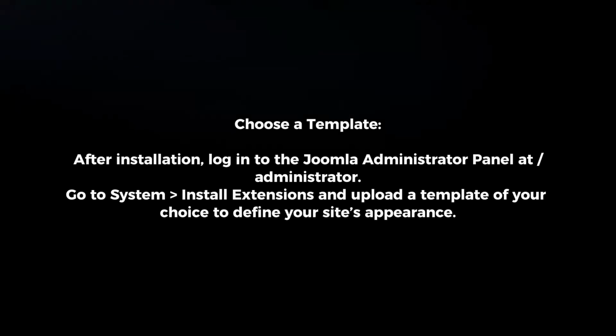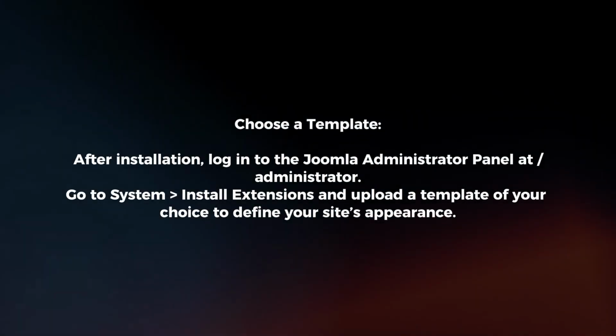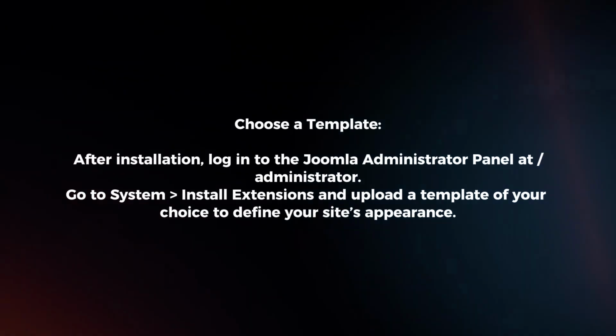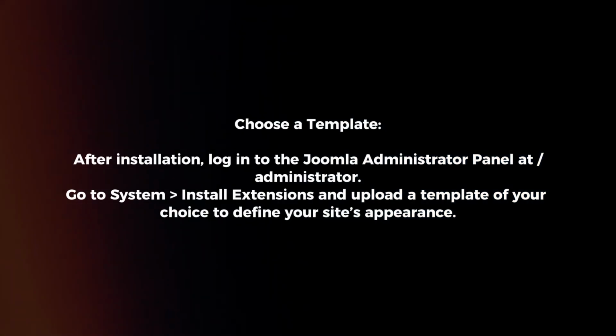Choose a template. After installation, log into the Joomla administrator panel at /administrator. Go to System, Install Extensions, and upload a template of your choice to define your site's appearance.